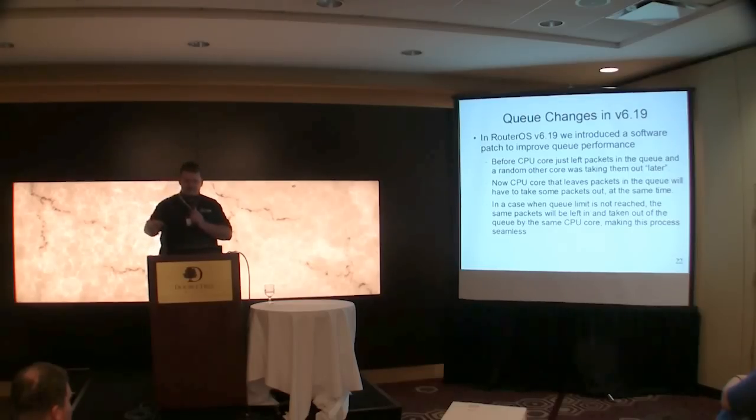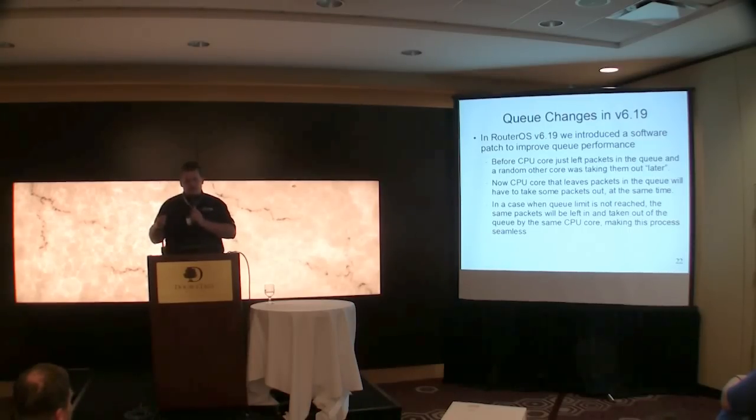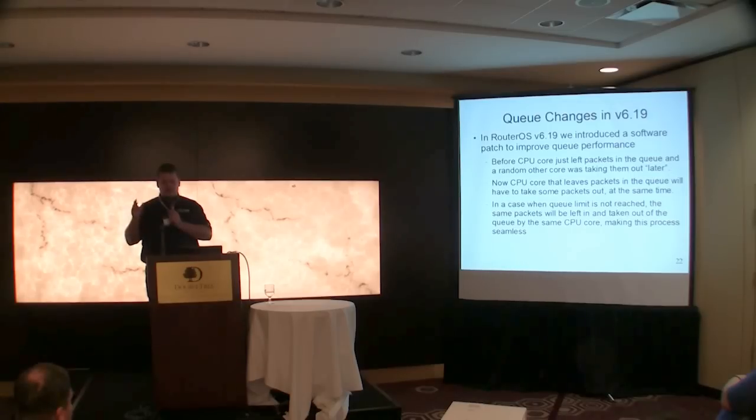Some of our customers complained that if you go over 1,000 queues and something like that, and you have unreachable limits, so the queue is not actually cutting anything, the client is still doing 50 megs but is allowed to do 300 megs, you still see the slowdown. So now, starting from 6.19, we introduced a patch that requires that the CPU core that leaves a packet for the queue also takes some packets out.